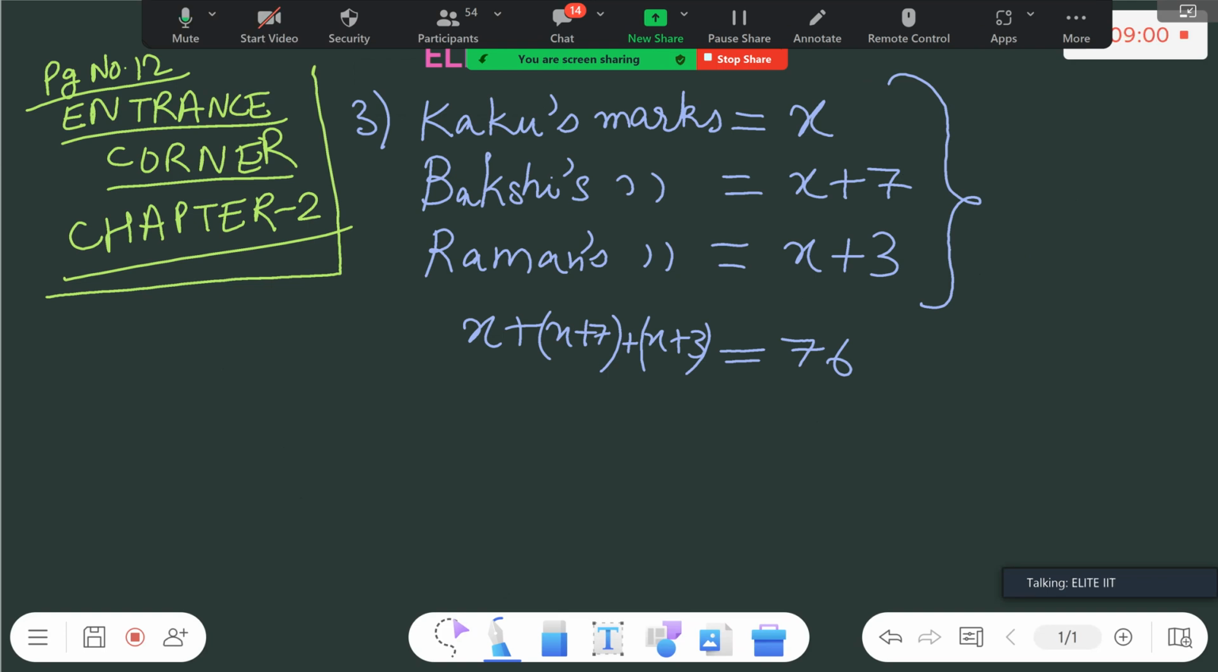Anybody has any doubt in this? No, sir. So now, simply you can solve. After solving, what will you get? Solve it and find the value of X. What will you get X from here? You can solve for X, isn't it?